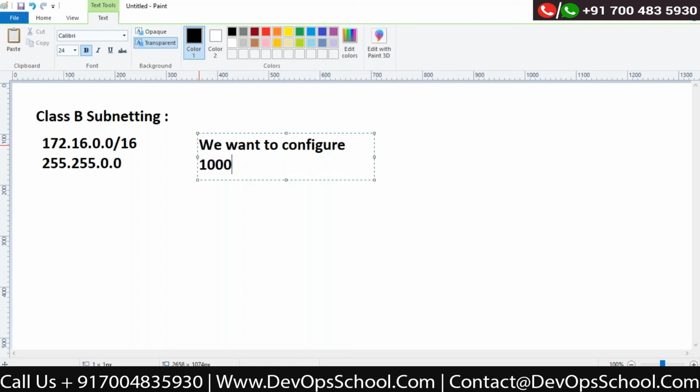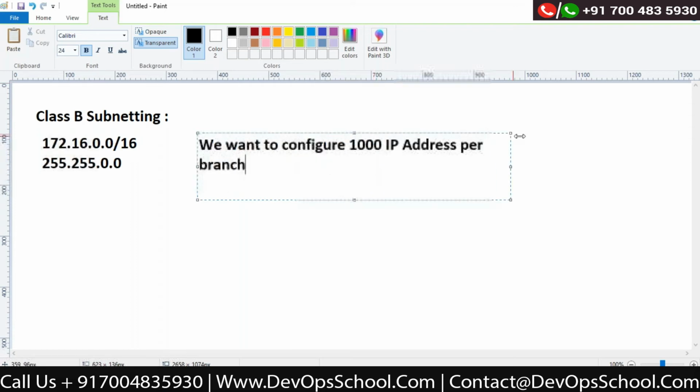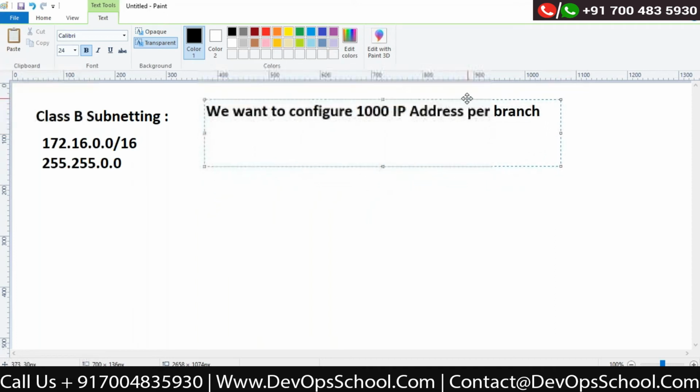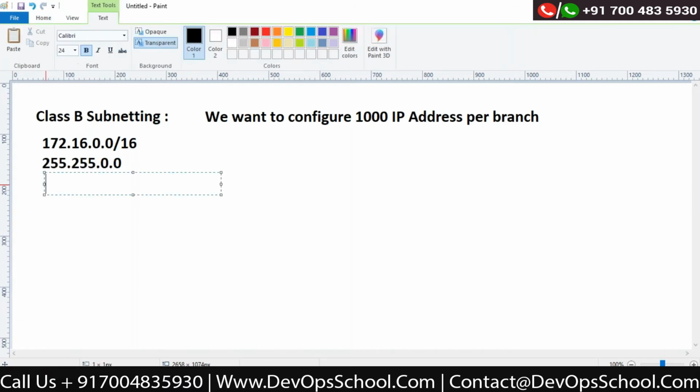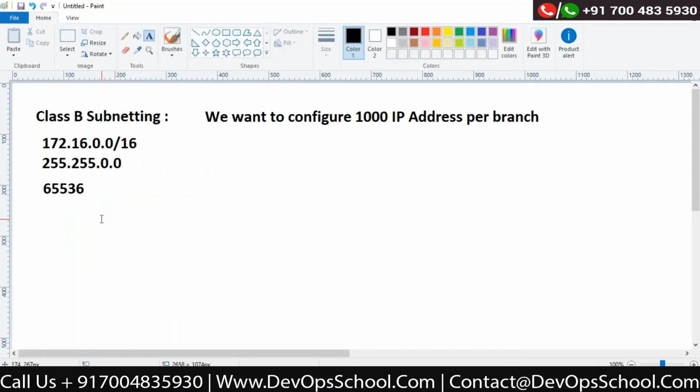Now my company says we want to configure 1000 IP addresses per branch. Whatever the number of branches, every branch uses the same IP address scheme because we want to utilize the IP addresses properly. So rather than giving a different IP address, I will break this big network. To be honest, 2 raised to 16 means 65,536.